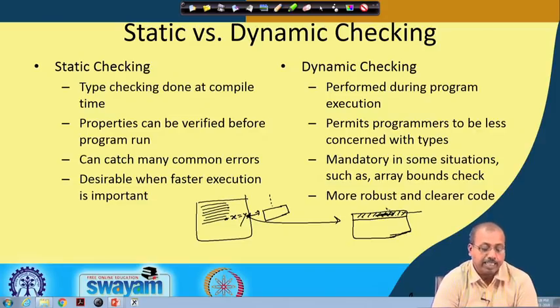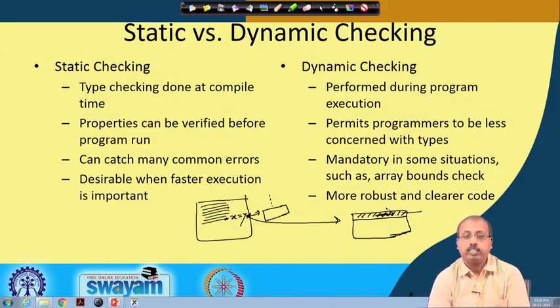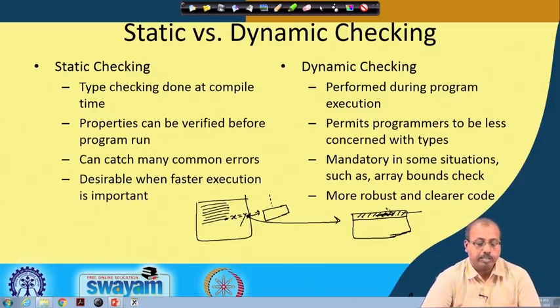Anyway, static type checking will be done at compile time, and in the case of dynamic checking, the checking will be performed during program execution. In static checking, properties can be verified before the program runs. Whatever the type checking properties, all those checks can be incorporated. As I was saying, if some operation is being carried out, whether the operands are of the correct type or not, all those checks can be done before the program is run.